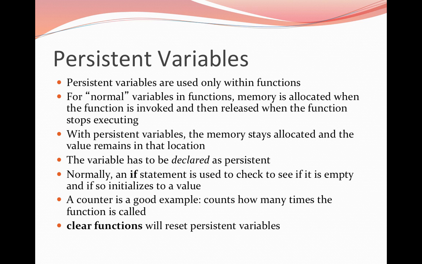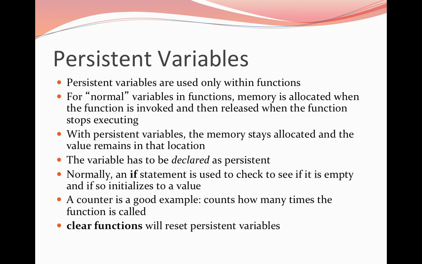Persistent variables, first of all, are only used within functions. So I'm going to contrast persistent variables with what I'll call quote-unquote normal variables. When you have a normal variable in a function, the memory is allocated when the function gets called or invoked, and then that memory is released when the function stops executing. With persistent variables, on the other hand, the memory stays allocated and the value remains in that location even after the function stops executing.